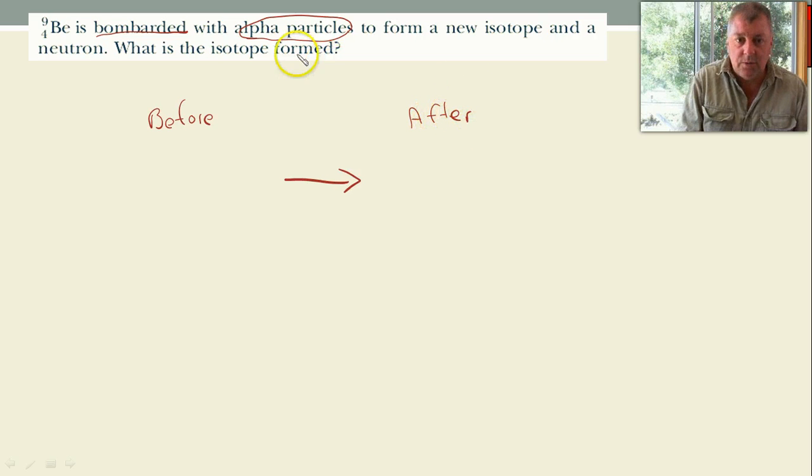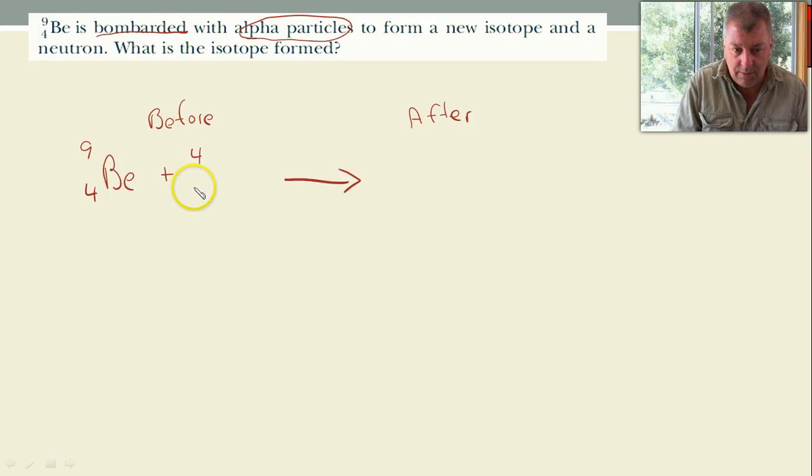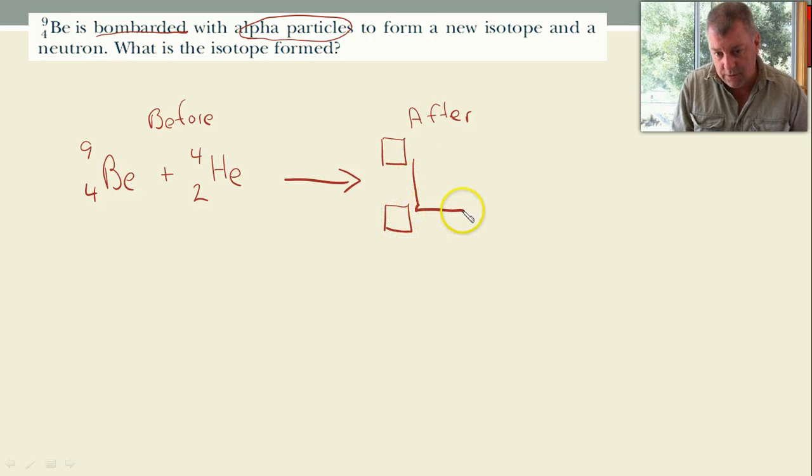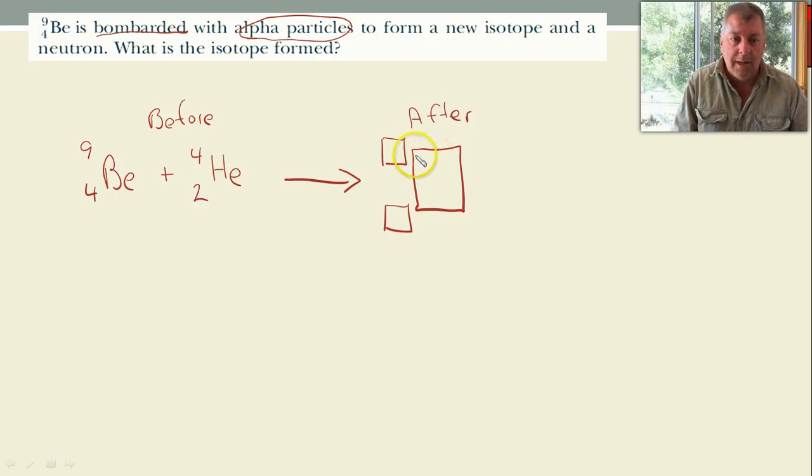And you have to sometimes read these word ones carefully to determine what you have before and what you have after. And so clearly we must have the beryllium 9 and 4, but because it's being bombarded by that, they're already existing, so they have to actually go here, and we put in the symbol for the alpha particle. What else are we told? To form a new isotope. Well, let's put in our clues to what the new isotope might be. You don't have to do this, but I do it just to help you.